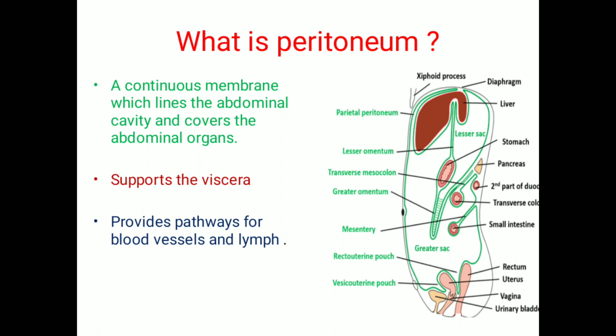So, see the diagram here. In the abdominal cavity, the lining that is marked by the green color is nothing but the peritoneum. The peritoneum supports the viscera and it provides pathways for blood vessels and lymph to move to and from the visceral organs.